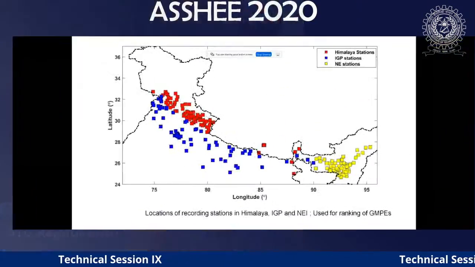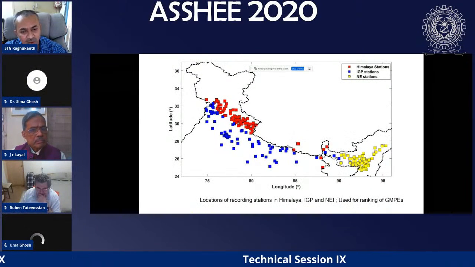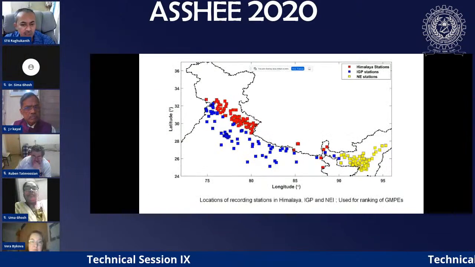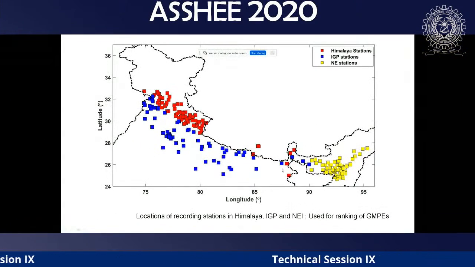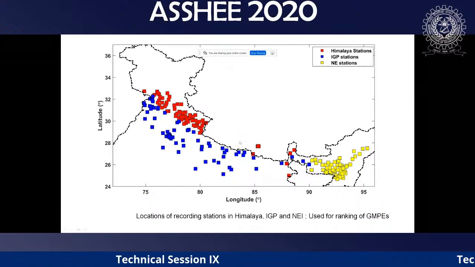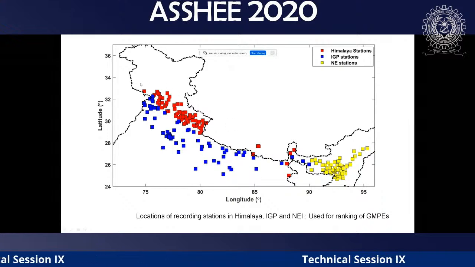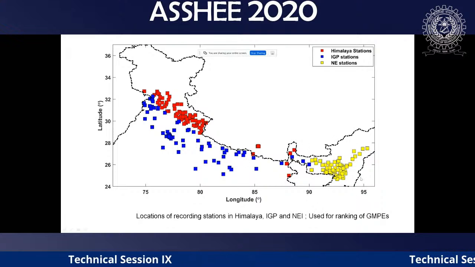Now this is the data available in the last 10 years. Of course we had data previously also, but in the last 10 years there has been a significant improvement. You can see these blue ones are all the Indo-Gangetic basin stations. Some of them were maintained by IIT Roorkee, and now NGRI is maintaining all these stations in the Indo-Gangetic basin. Then in the Himalayas also NGRI has a network, even IIT Roorkee has a network here, and in the northeast also several stations are available.